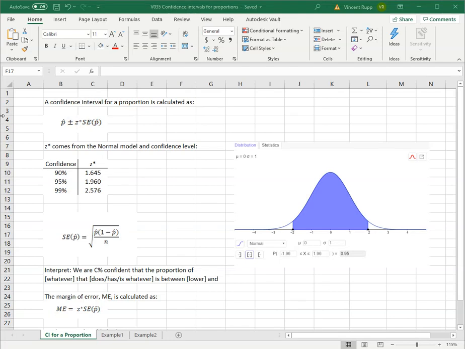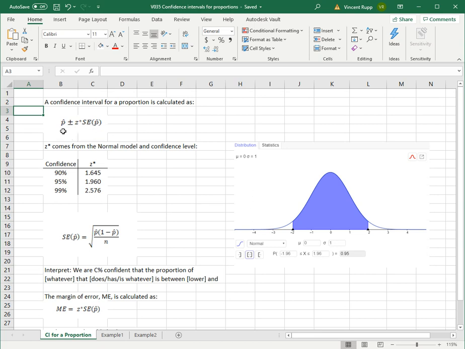Let's talk about how to create a confidence interval for a proportion. So like I said, the calculation isn't really too complicated. You just use this formula. You take p hat, which is your sample proportion, and you do plus or minus this thing called z star multiplied by the standard error of p hat.